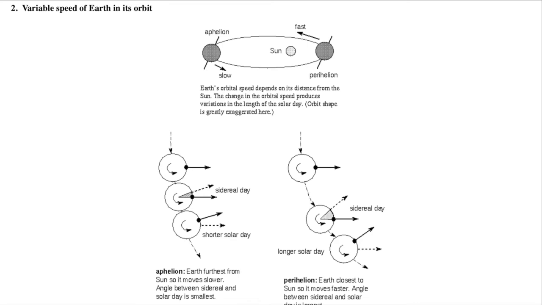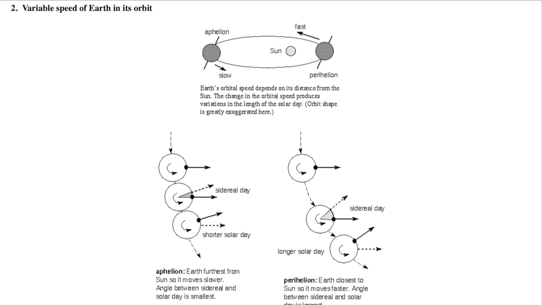The second reason why the sun's drift among the stars is not uniform is that the Earth moves faster in its orbit when it is closer to the sun, near January, and slower when it is farther from the sun, near July. The total motion does change a little. The pictures I have here are exaggerated, so you can easily see what's going on. At aphelion in July, the Earth moves slower, so the sun does not drift as fast among the stars, and therefore, the angle between the sidereal day and solar day is smallest. The solar day will be less than 24 hours.